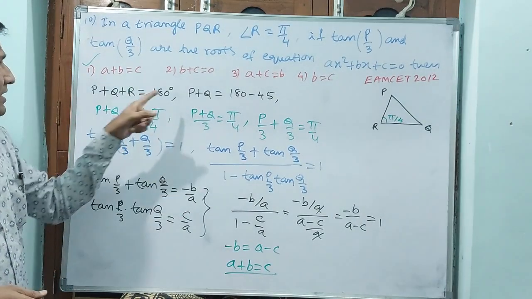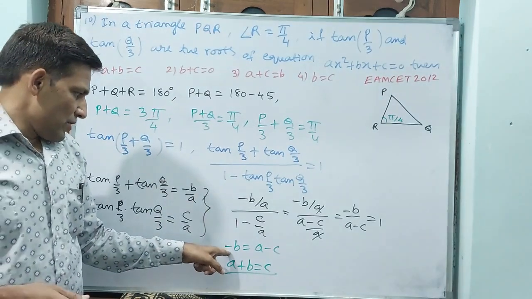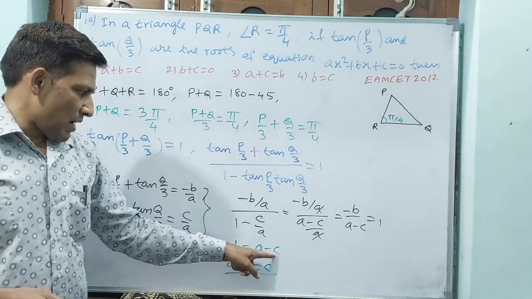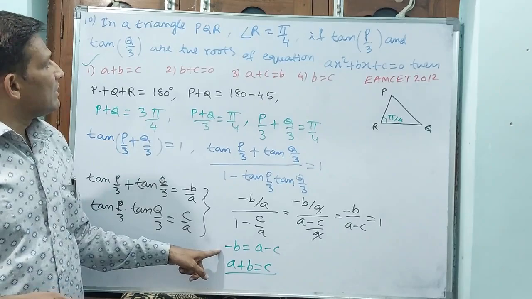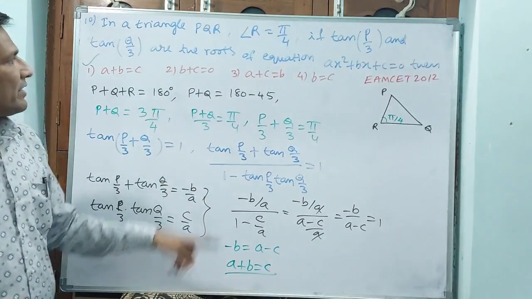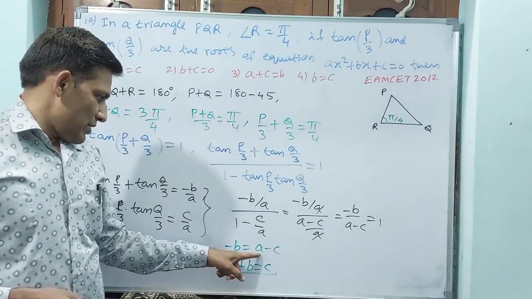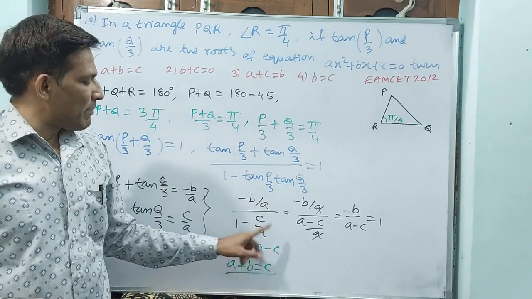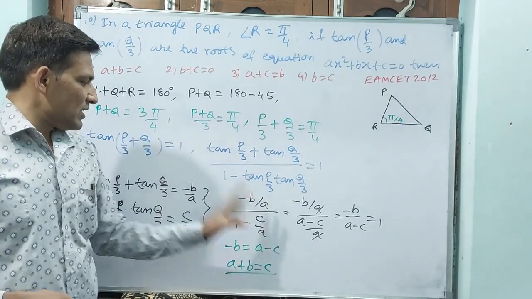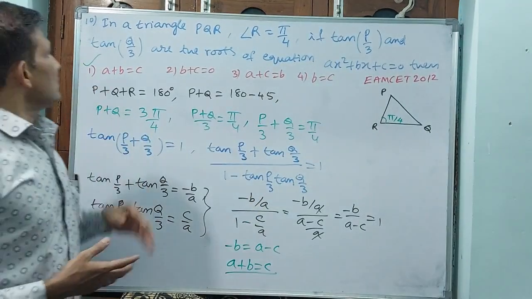That's all. B plus C is not equal to 0. Why? Because B minus C will come, or else C minus B will come. B plus C is not going to happen here. A plus C is equal to B is also not going to happen, it would be minus C only. B is equal to C is also not correct. Okay, this is the correct answer.